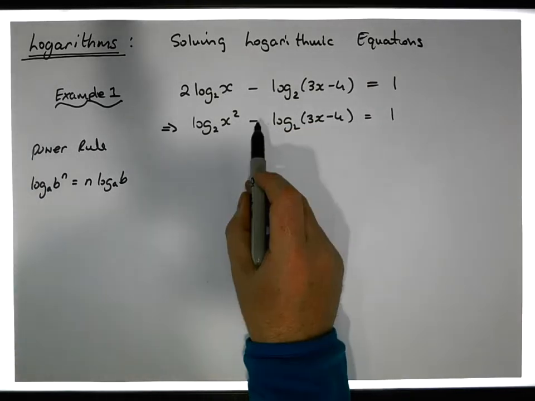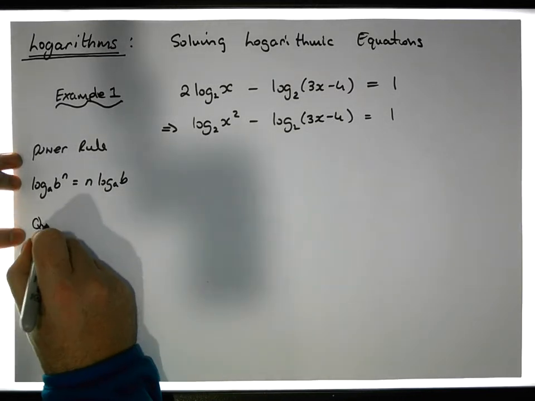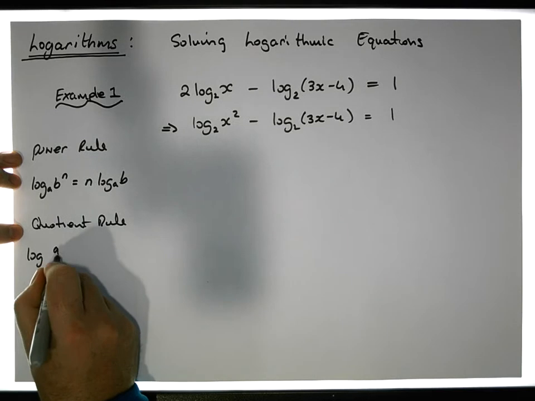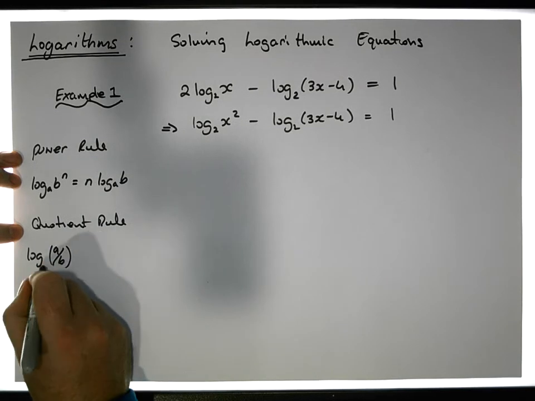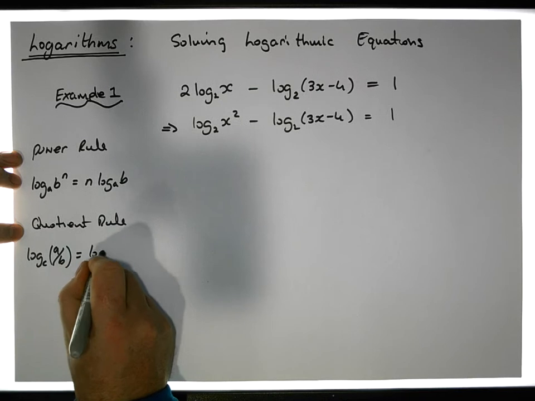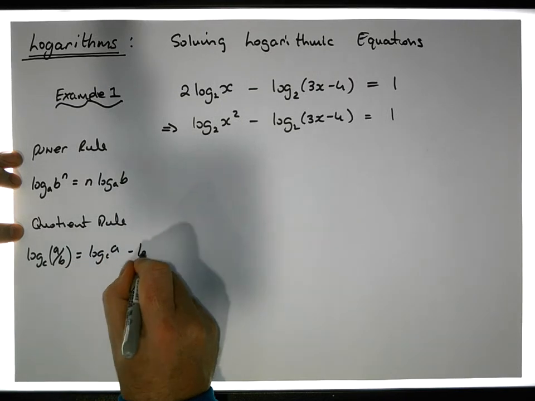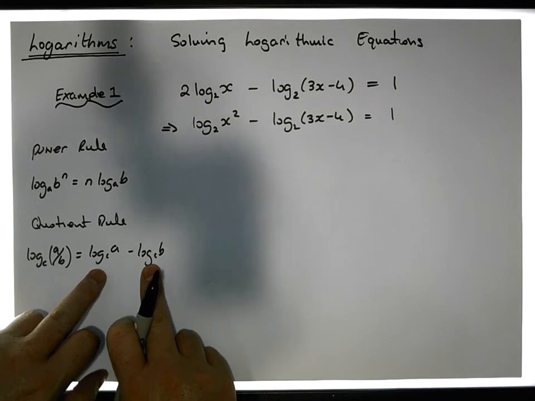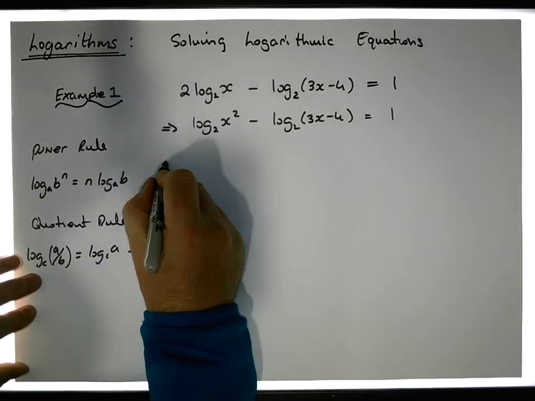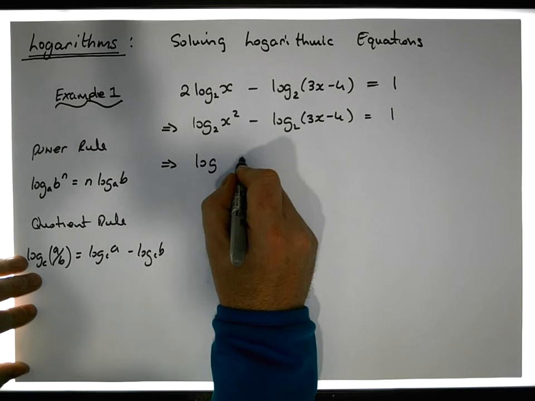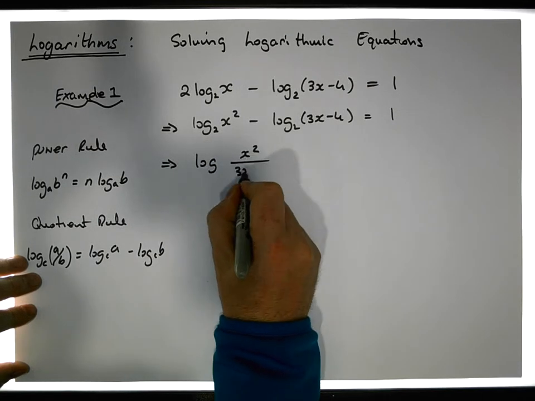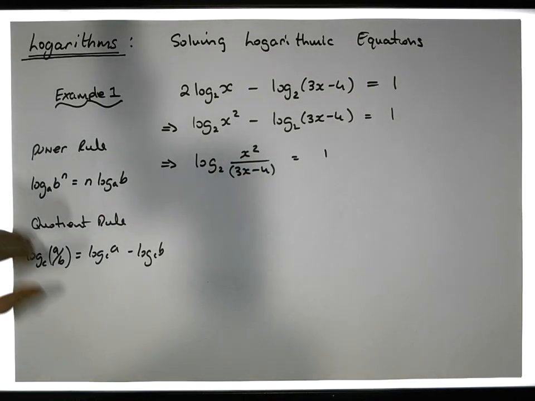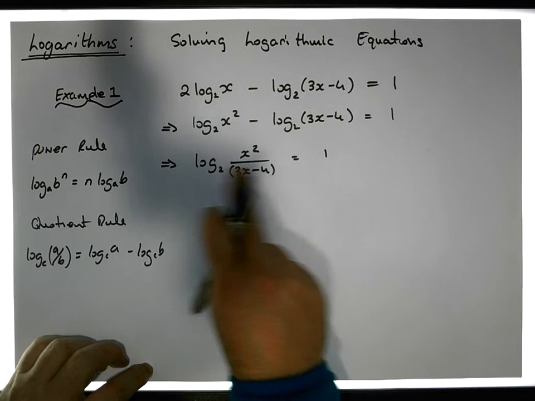And let's also recall our quotient rule, which says that the log of a over b to the base c is the same as the log of a to the base c minus the log of b to the base c. So actually this is the right hand side of this quotient rule, so we can bring this back together. This implies that log of x squared over 3x minus 4 to the base 2 must be equal to 1.